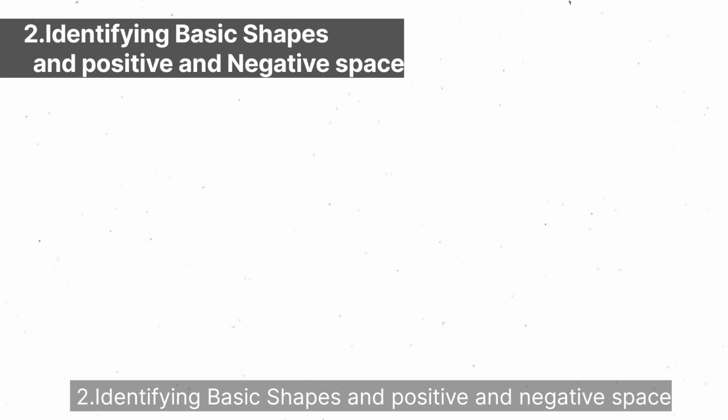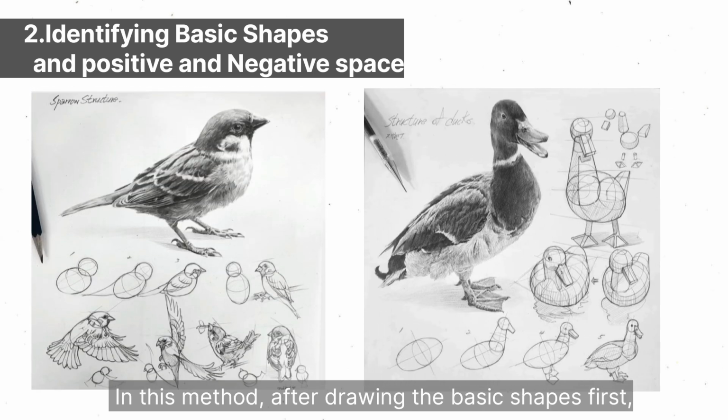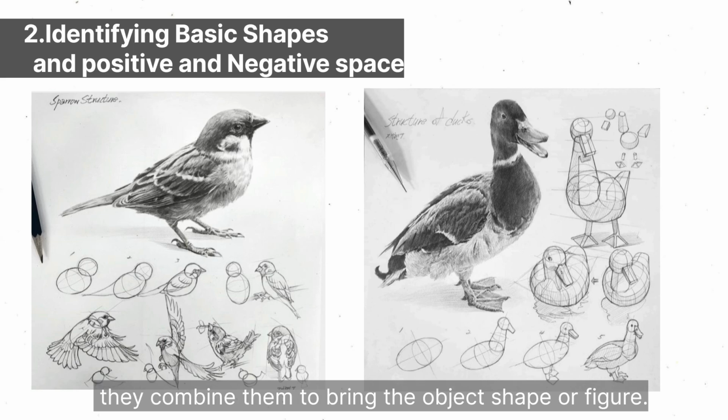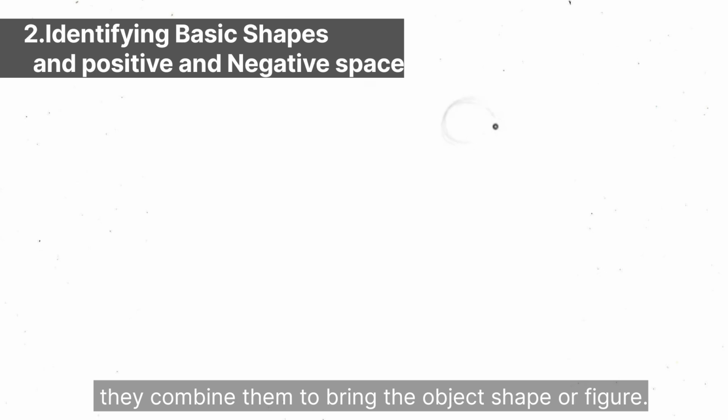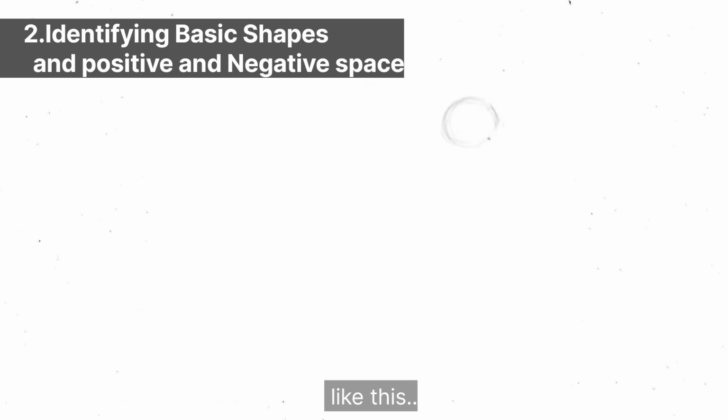Second, identifying basic shapes and positive and negative space. In this method, after drawing the basic shapes first, they combine them to bring out the object shape or figure. Like this.